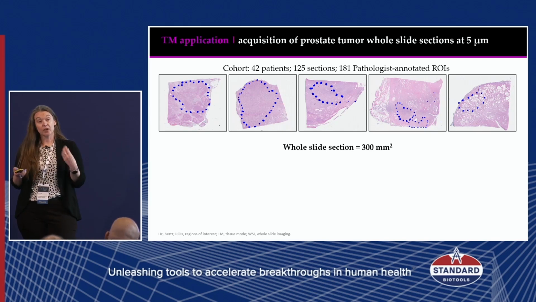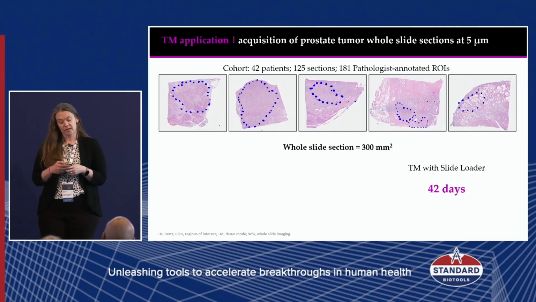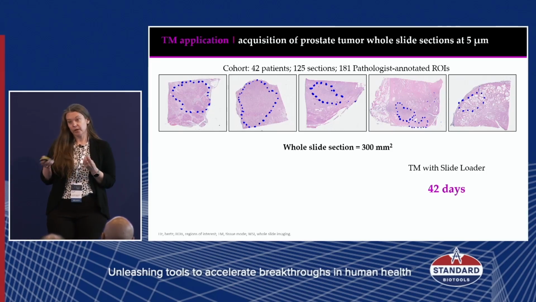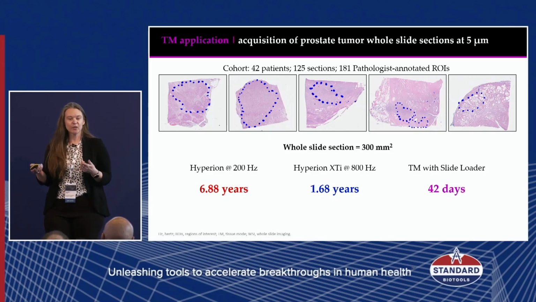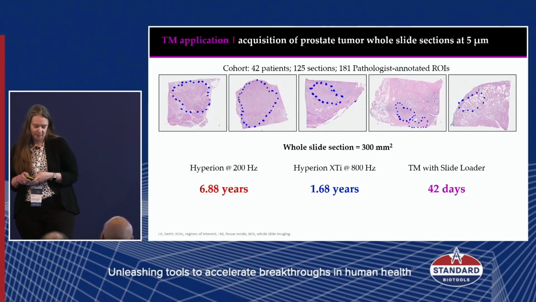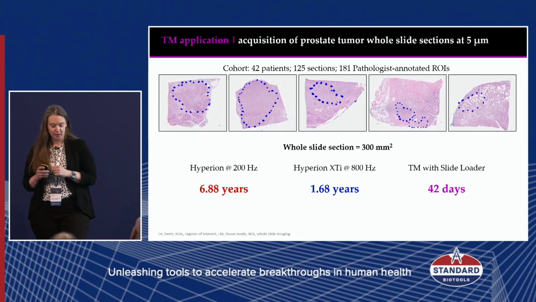And I can tell you, we started this study in February, and it took us 42 days to acquire all 125 samples. And if you're wondering how that math translates, essentially people were getting PhDs faster than I was going to get through all of these samples. So I'm very thankful for the 5 micron and the slide loader.